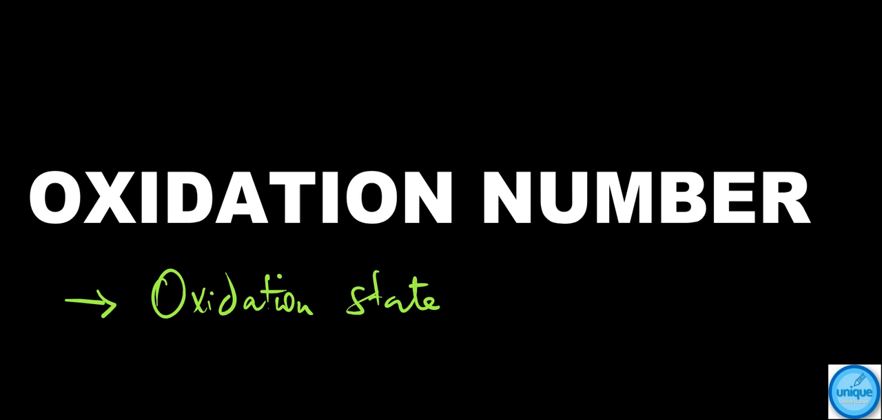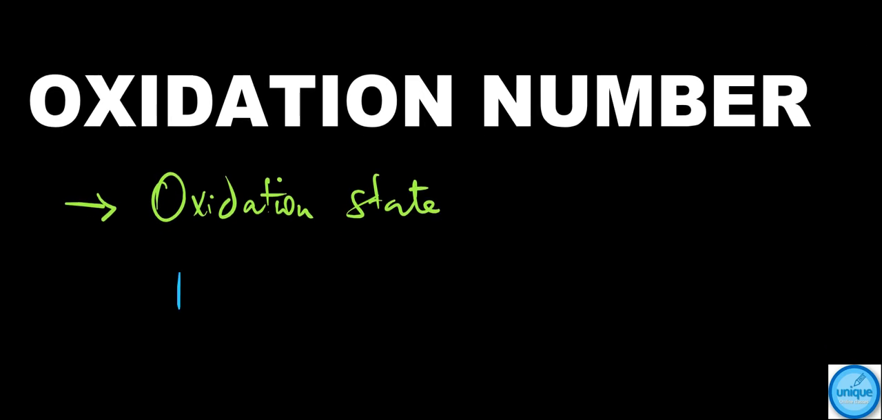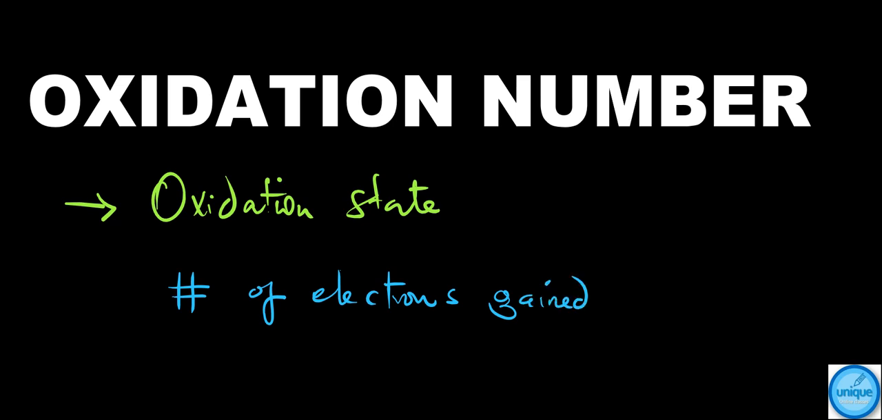Oxidation number, sometimes it is also called oxidation state. So we can define this one as the number of electrons gained, lost or shared during chemical bonding.